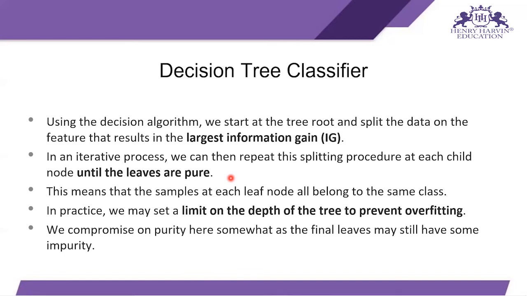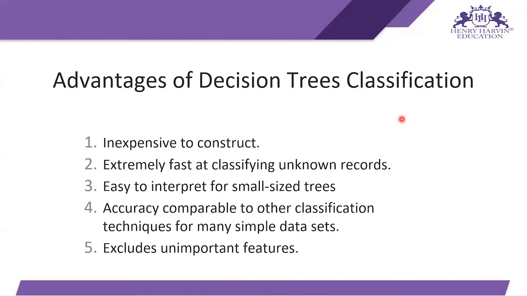But here's the thing: to prevent this decision tree classifier model from overfitting, we specify a depth so that it doesn't overfit. So it has some impurity in its leaf nodes, like all the leaf nodes do not belong to the same class.